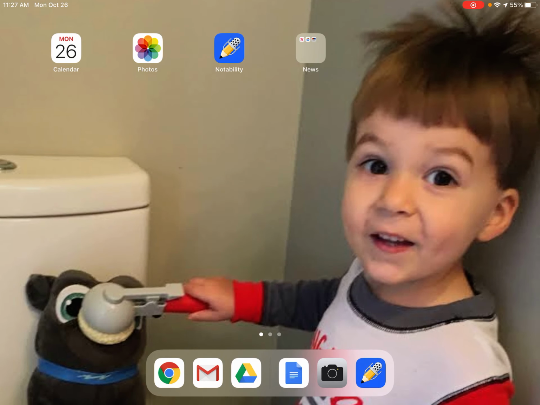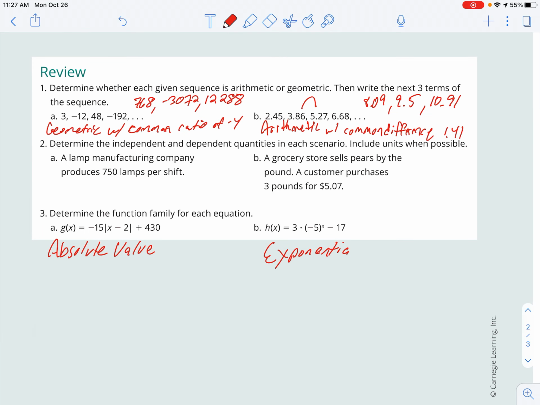Okay, no big deal. Just make sure you can identify what family we are. Okay, exponent.